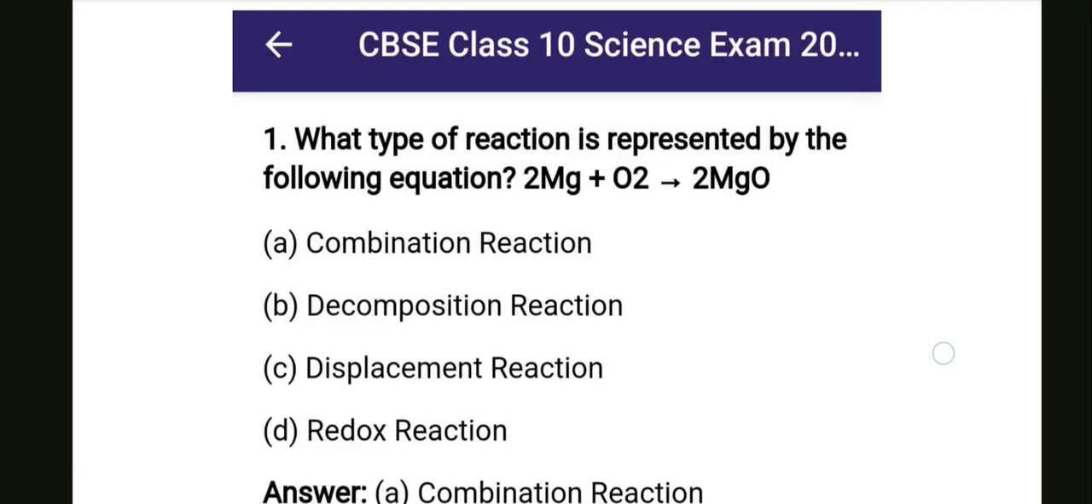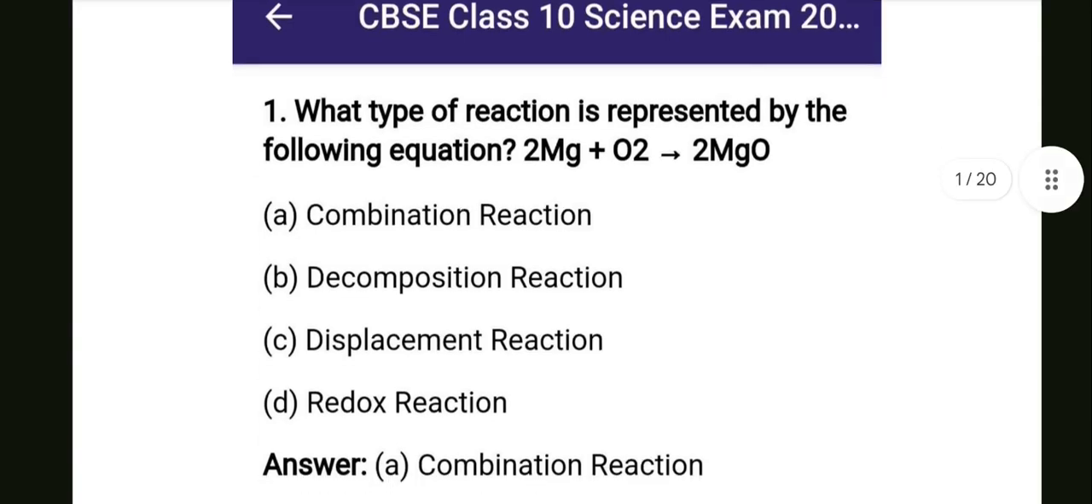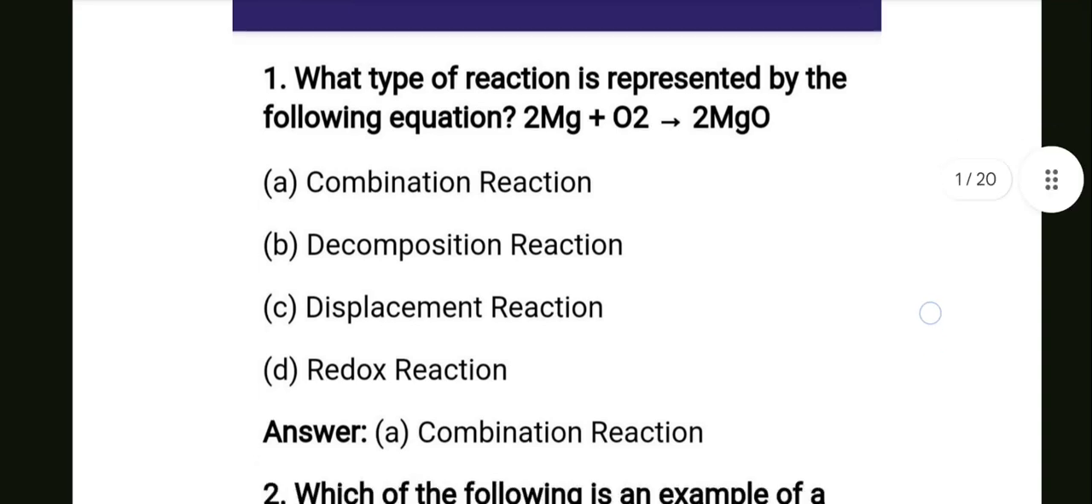Hello students, these are very important questions for your science examination. First question: what type of reaction is represented by the following equation? This is a combination reaction because here magnesium combines with oxygen to form magnesium oxide.